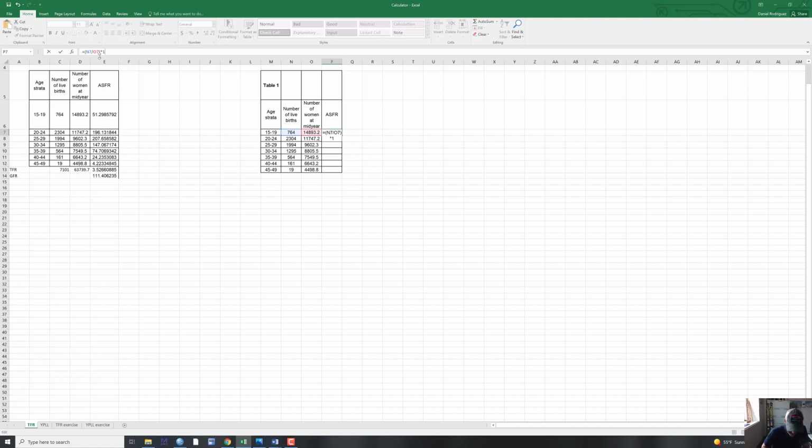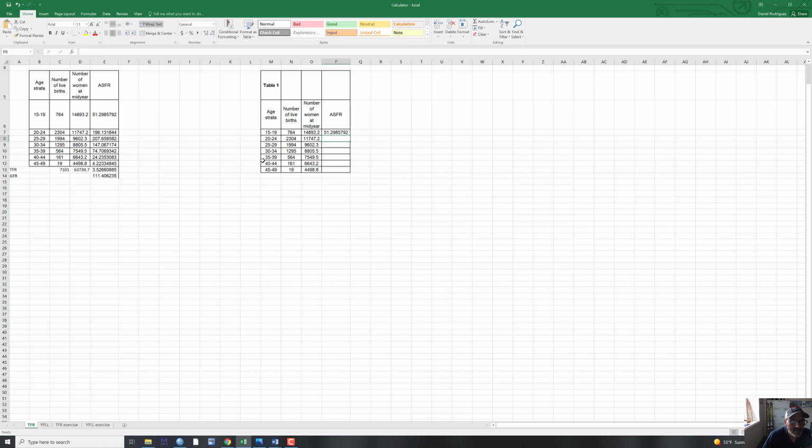So I multiply that by 1,000, and I hit enter, and that'll give me this age-specific fertility rate here, same as this one up here. Now I need to do that for each of the strata. Instead of retyping that equation in for each of the strata, if I just grab that little corner, see that little box in the corner there?